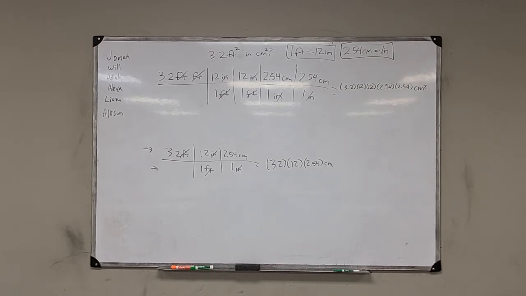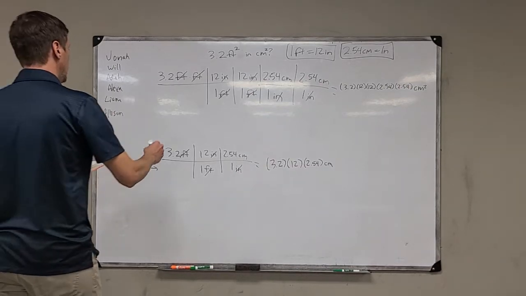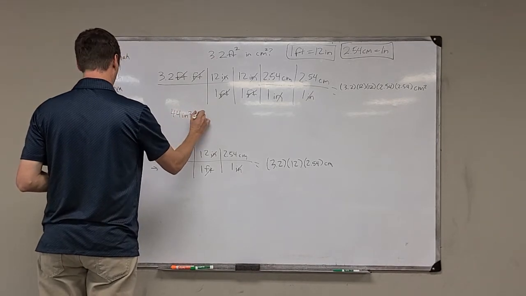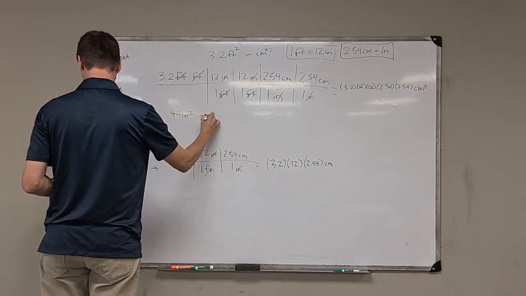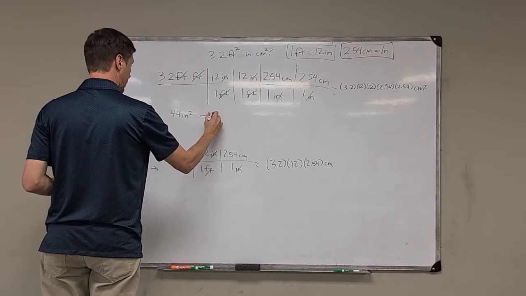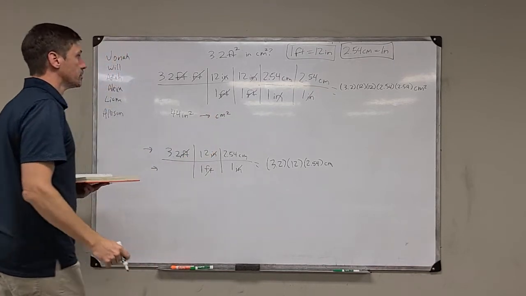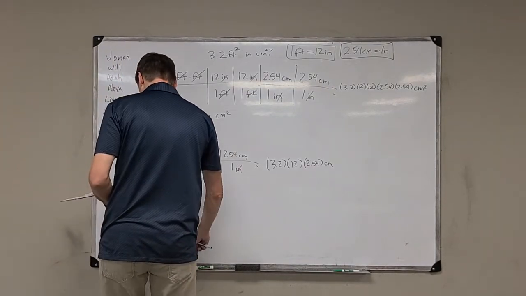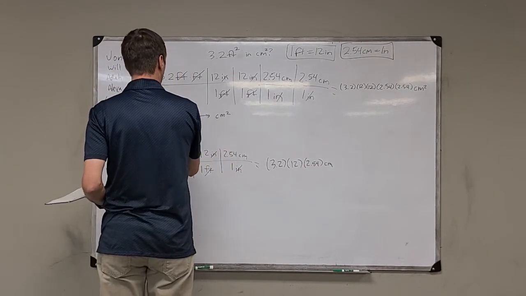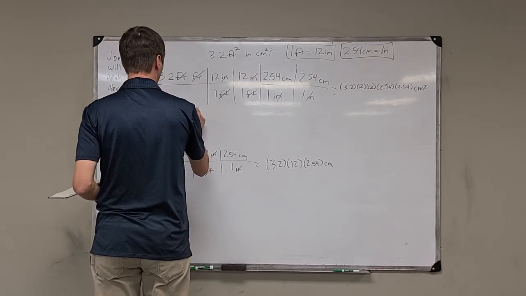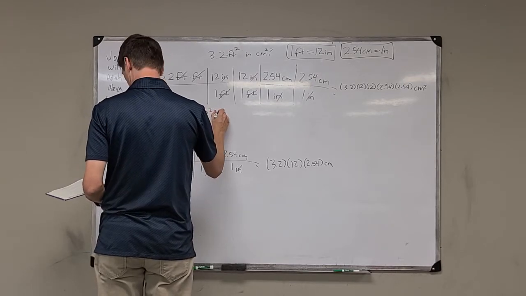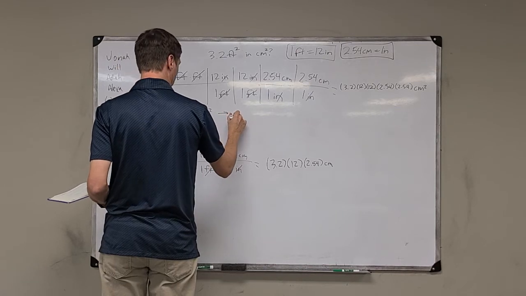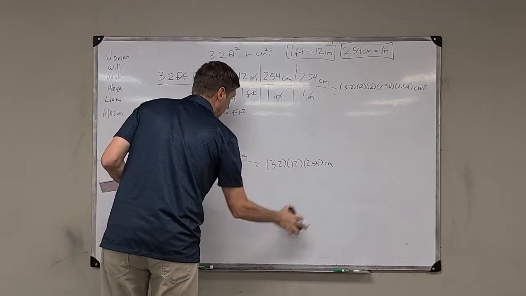So the problem that they have in the book is that we want to do 44 inches squared, and we want to convert to square centimeters. No, that's not the one I wanted to do, sorry. 125 centimeters squared, and convert that to square feet. All right.